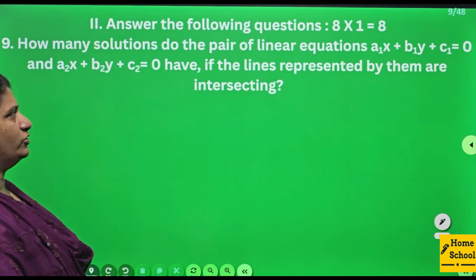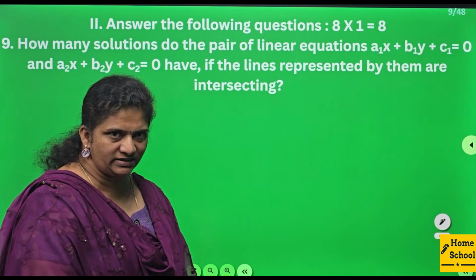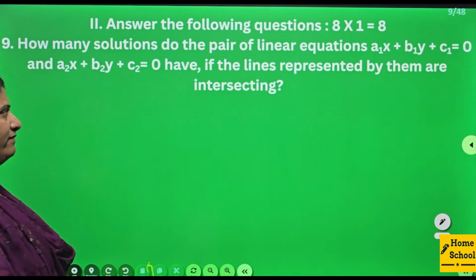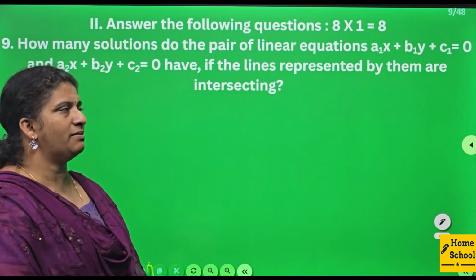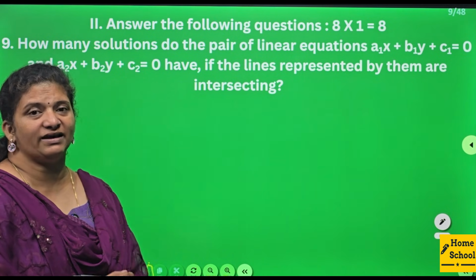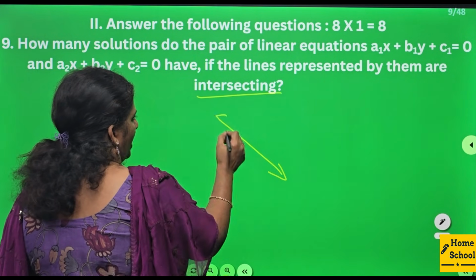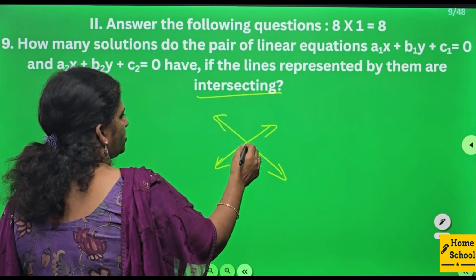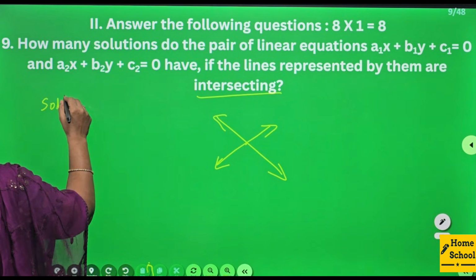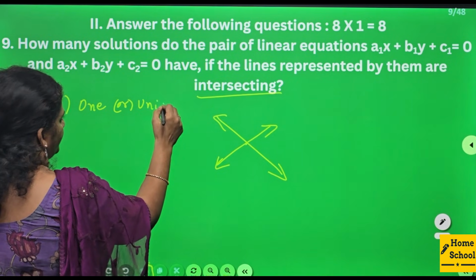Ninth one, how many solutions do the pair of linear equations a1x plus b1y plus c1 equal to 0 and a2x plus b2y plus c2 equal to 0 have if the lines represented by them are intersecting? This word you need to observe. If the lines are intersecting, how many solutions do they have? One or unique. Write that one only. One or unique solution.